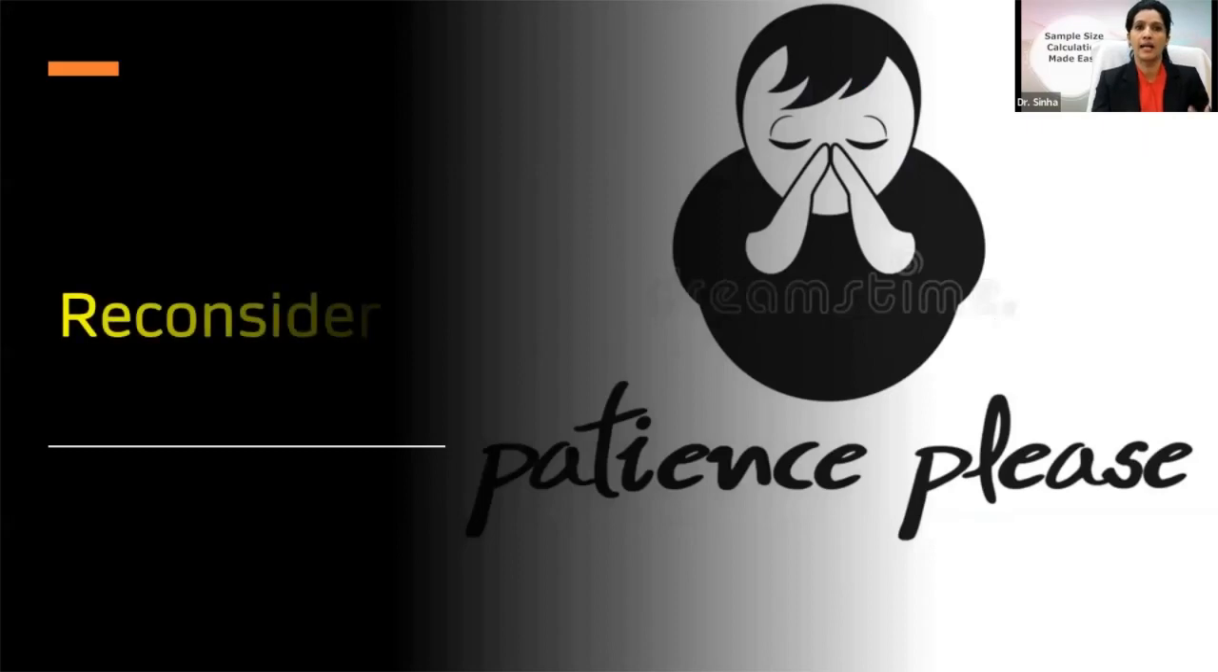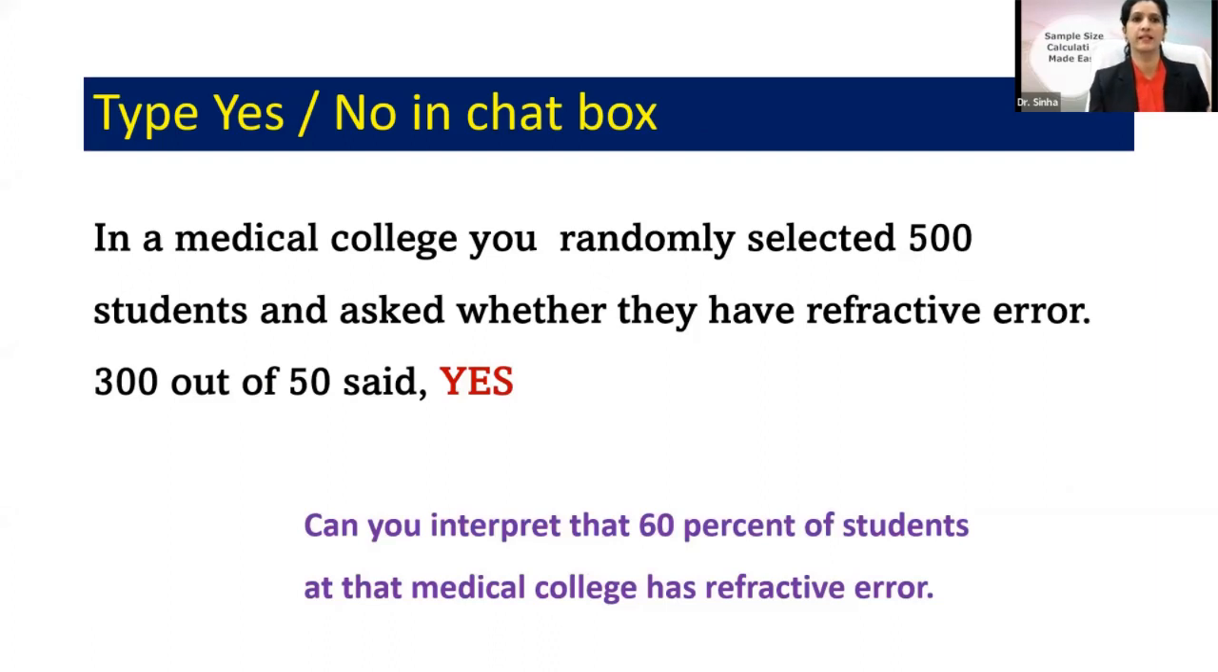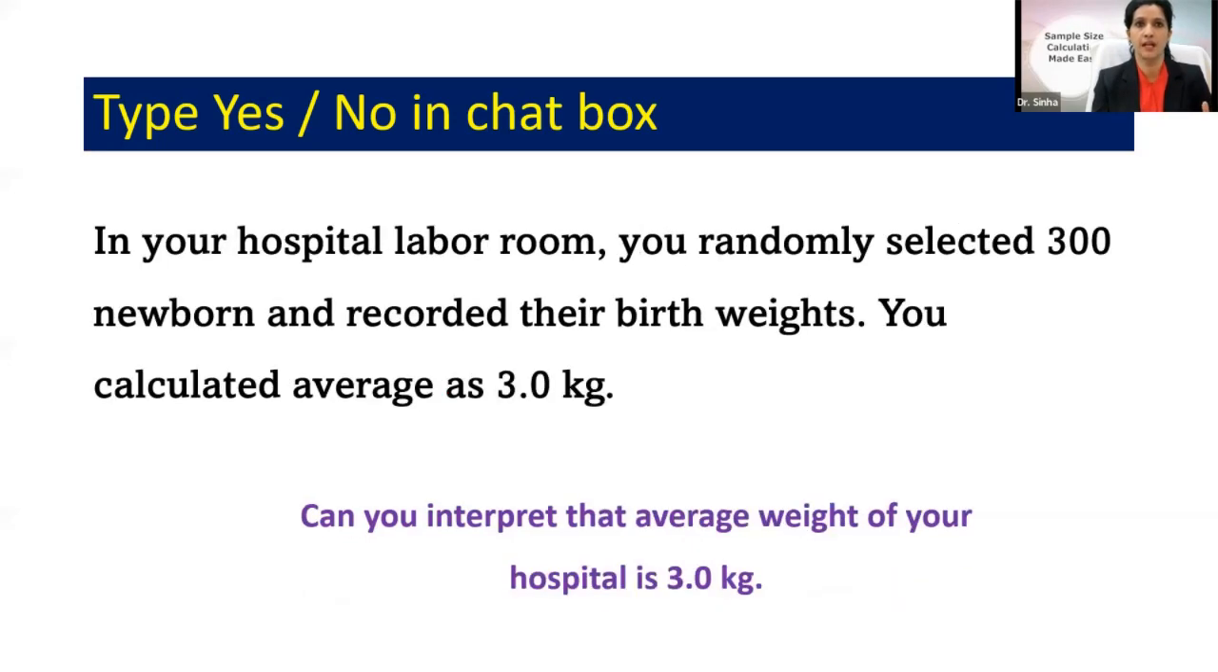Still, you have to answer the same questions once more. In this case also, you have only 2 options, either yes or no. Again, from that college, you have selected 500 students, and out of those 300, 50 said yes. So can you say that 60% of the students at that medical college have refractive error? What will be your answer? By mistake, it has been written 500. You have randomly selected 300, and 50 out of 300 said they have refractive error.